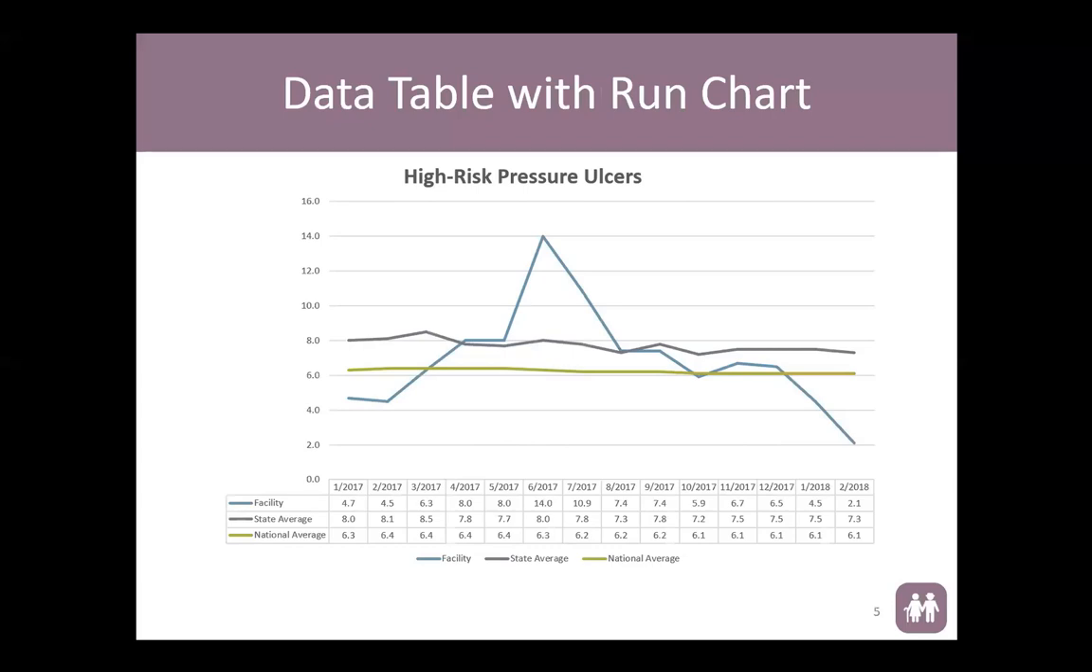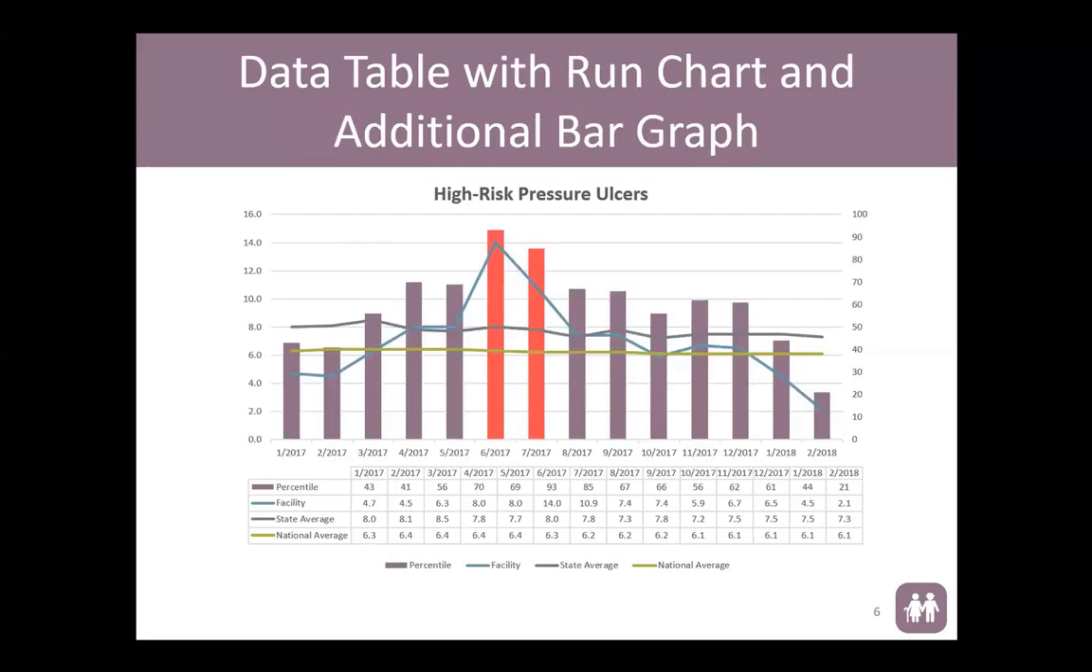Here is the same data with the addition of a run chart. The peak for prevalence of high-risk pressure ulcers in June and July is now obvious, and this picture can generate meaningful discussion for improvement activities. This graphic display adds the comparison group national percentile on a secondary axis to the right. Remember, quality measures that flag at or above the 75th percentile draw the attention of surveyors during the survey process. How might this display change the conversation about improvement?